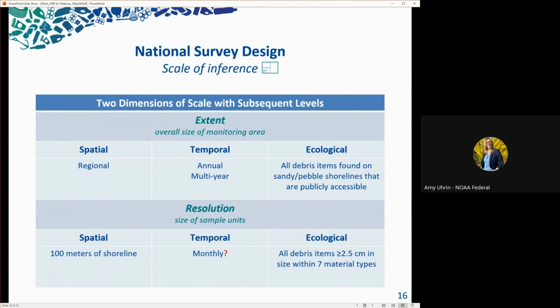And then lastly, again, ecological resolution. So we're fine-tuning even more this assemblage of debris that we're interested in. And so we're interested in not just the sandy pebble shorelines that are publicly accessible, but specific debris items that are greater than or equal to 2.5 centimeters in size within 7 different material types.